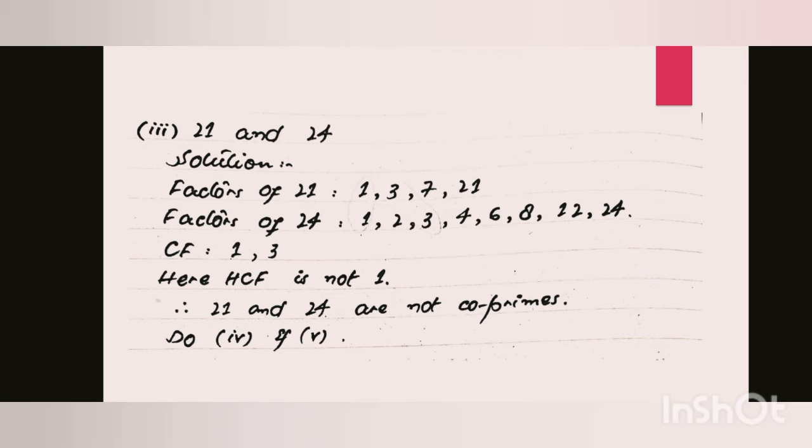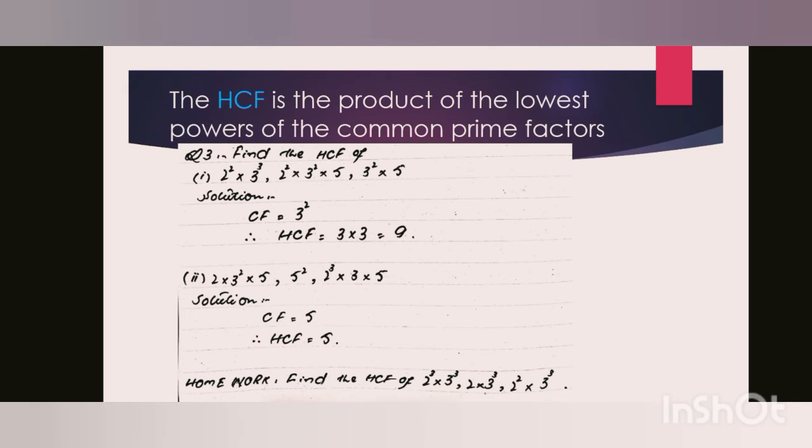Therefore, in both of these numbers, 3 is the highest common factor, and because the highest common factor is 3 and not 1, therefore 21 and 24 are not co-primes. Now do part 4 and part 5 of this question yourself. Okay, this is your homework.